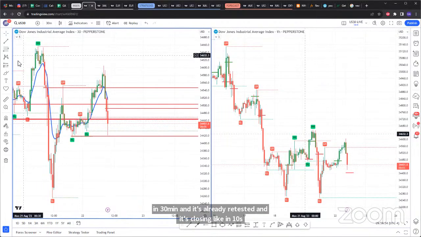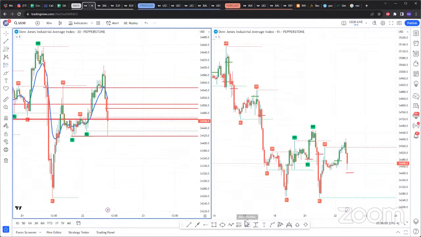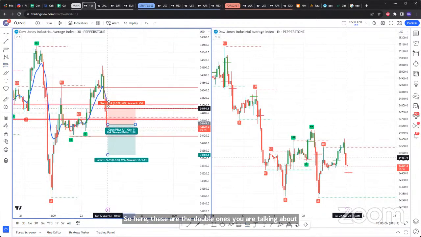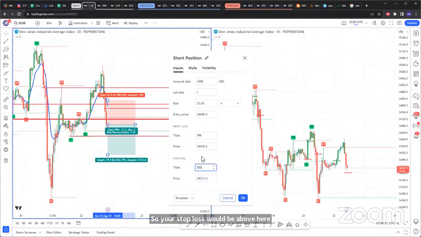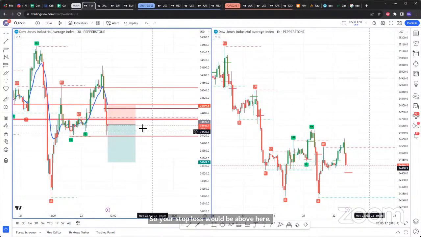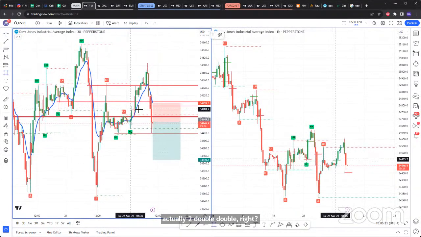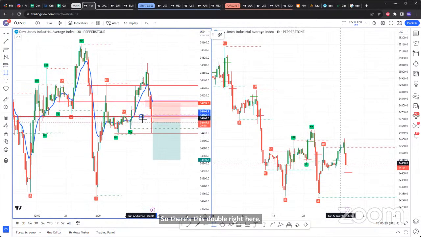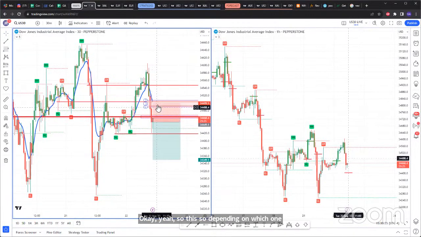Okay. So if you are to enter this, similar to what I was explaining in the hourly, these are the double ones you're talking about here. And yeah, this would be a sell. So your stop loss would be above here. Now, keep in mind, it's actually two double, right? So there's this double right here, and then there's this double right here. Depending on which ones you're trading, I'm guessing you're trading this one up here.